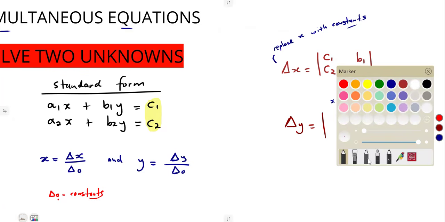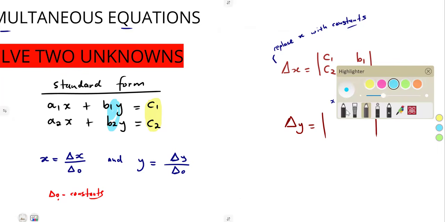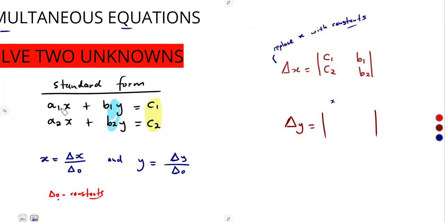All right? We are focusing on what? On y. So the part of x is not affected. You just take your coefficients as they are. What is the coefficient of x here? It is a1. What is the coefficient of x in the second equation? It is a2. All right?